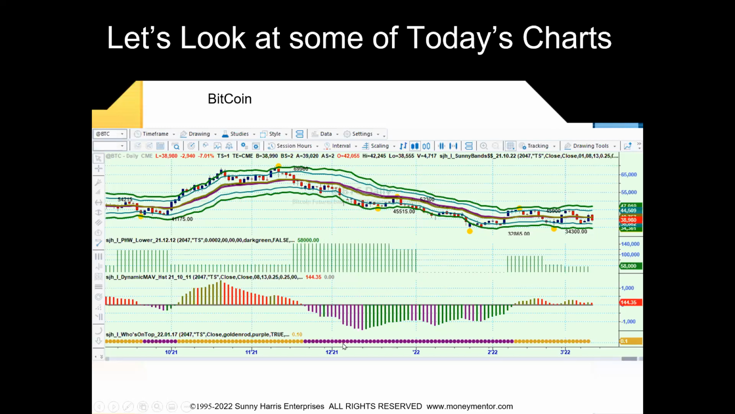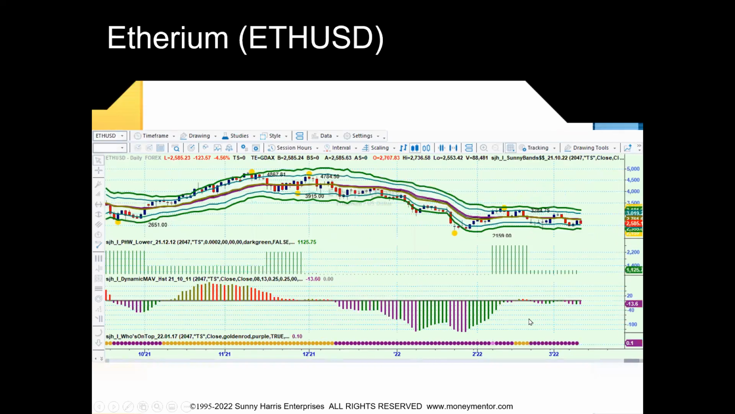On the bottom, you see purple and gold dots. That's my who's on top. So I can just quickly identify where the purple's on top or gold's on top. And you can see it's difficult if you look at this DMA and the SunnyBands. It's difficult to tell who's on top there. So that just tells me at a glance. Again, I like everything at a glance.